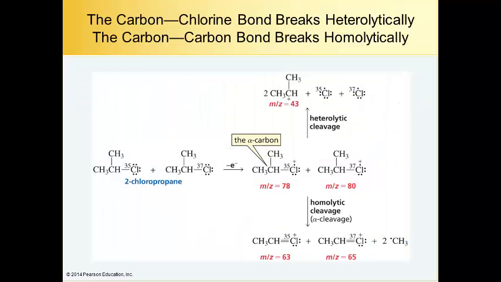The carbon-chlorine bond also breaks heterolytically so that both electrons go with the chlorine. The carbon-carbon bonds, however, break homolytically. And we haven't learned about this yet. That means of the two electrons in the bond, one electron goes with one carbon, the other electron goes with the other carbon. And that's typically drawn with fishhook arrows.